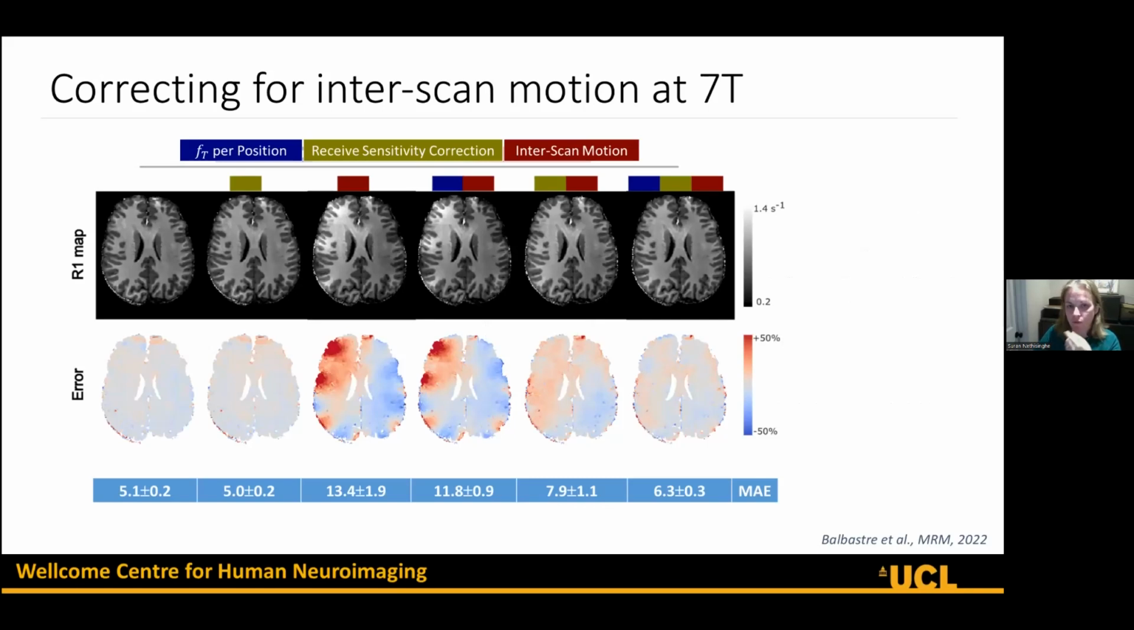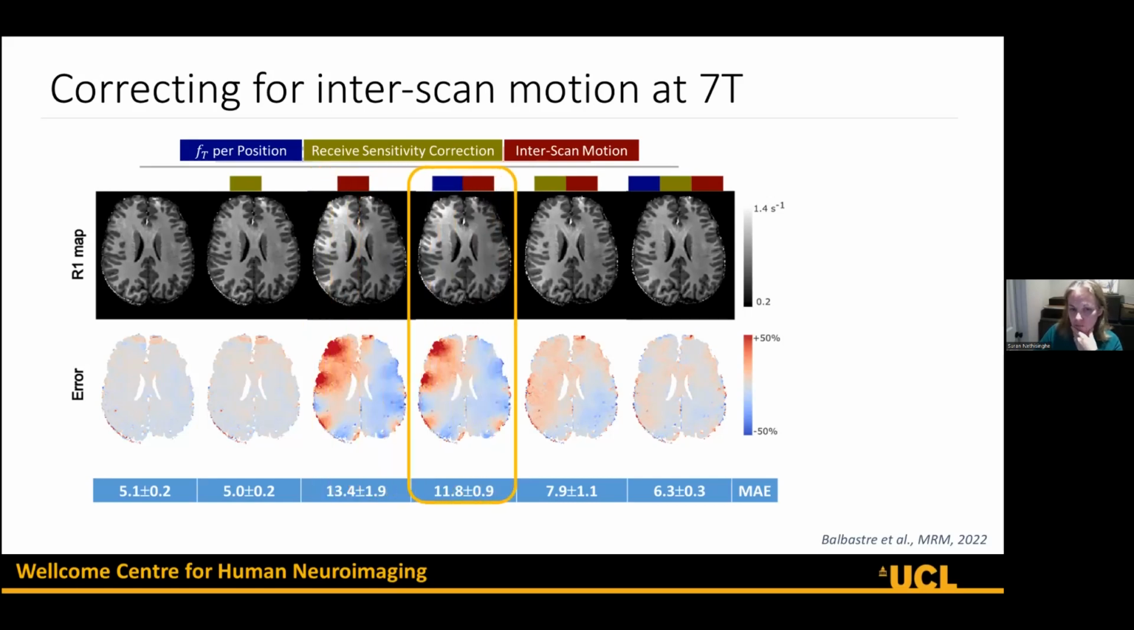So on the top row, we see R1 maps that have been computed in different ways. And in the bottom row, we see the error relative to a reference. So if we focus on this one that's highlighted by the orange box, this is the case where there has been intrascan motion. And so in the R1 map, you can see that it's got a rather non-uniform appearance. The values are not being dictated solely by the biology. And at the bottom, that corresponds to regions where we've got very bright red or blue.